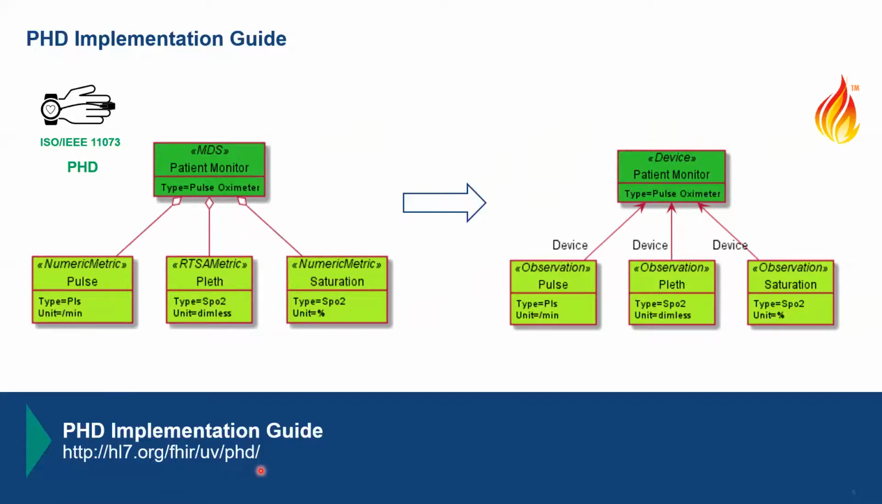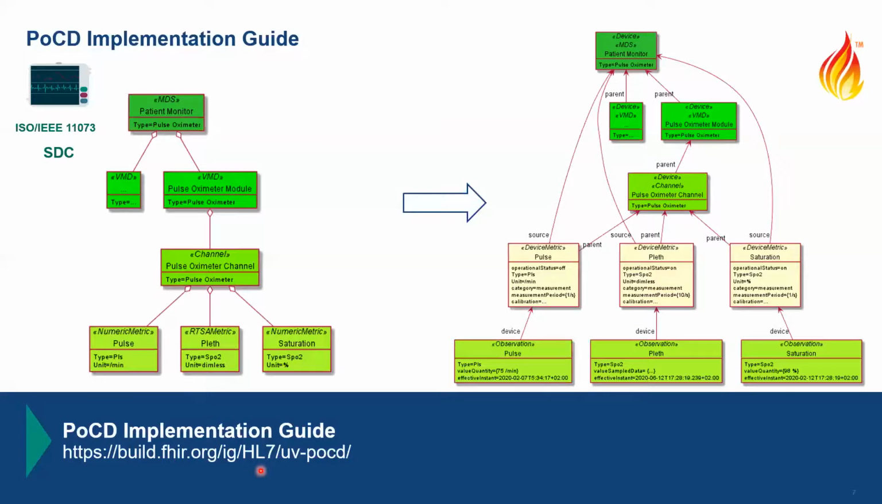And if you now look at the POCD implementation guide, I reduced the complexity of the model a little bit. I put every other module in here. We now see here the 4 layers, and they are actually mapped into FHIR also into a layered structure. At the top we have the device, which represents here the MDS level. Then we have another device which references this device in parallel, representing the VMD. We have a 3rd device referencing the VMD, which represents the channel level.